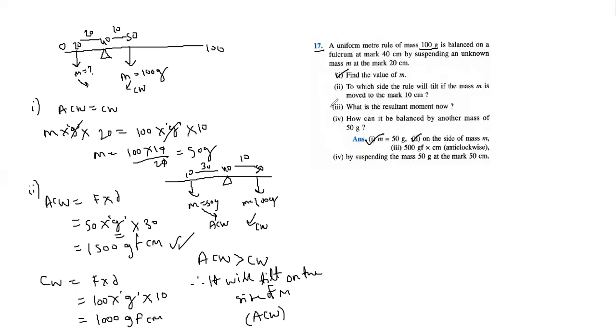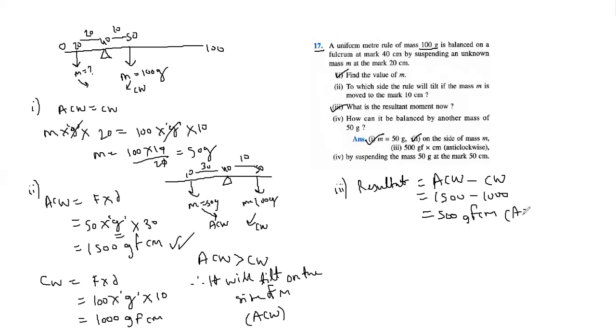Now the question says, what is the resultant moment? So for part 3, resultant would be anti-clockwise minus clockwise. What do we get? It's 1500 minus 1000. So we get 500 gram force centimeter, and it is in the anti-clockwise direction. So the resultant is 500 gram force centimeter in the anti-clockwise direction.